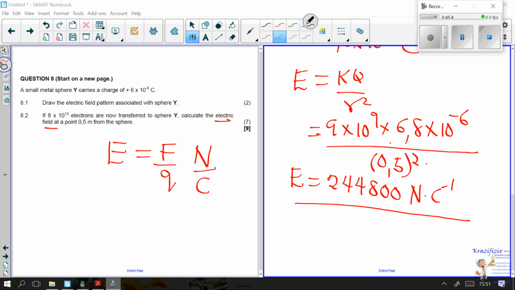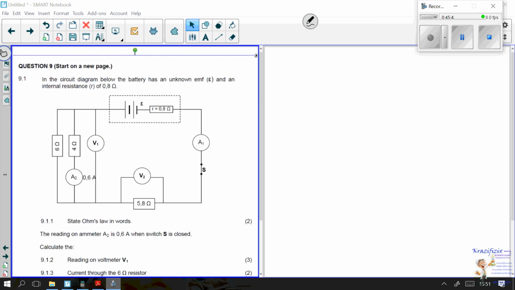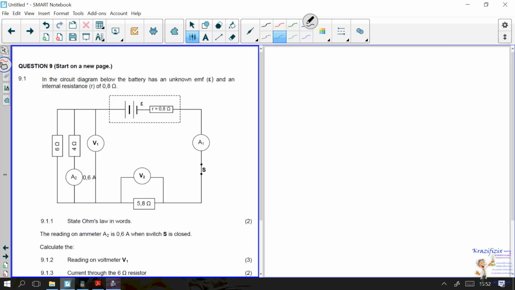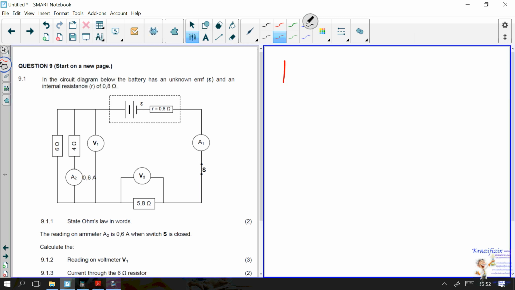Question number 9. Electricity. In the circuit diagram below, the battery has an unknown EMF and internal resistance of 0,8. We have this circuit diagram here. State Ohm's law. Please don't forget, go to your formula page. R equals V over I. R is a constant. V equals IR, which simply means V is directly proportional.